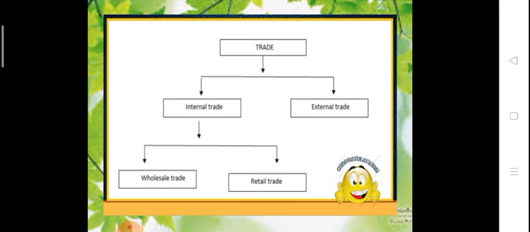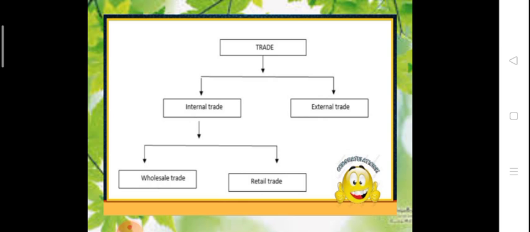And internal trade is also divided into two parts: wholesale trade and retail trade. Internal trade means if we buy and sell goods and services within the geographical boundaries of a country, it is known as internal trade. And external trade means if we buy and sell goods and services to the outside of the country, it is known as external trade.